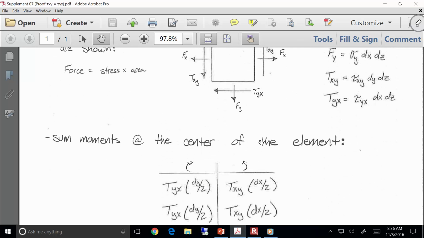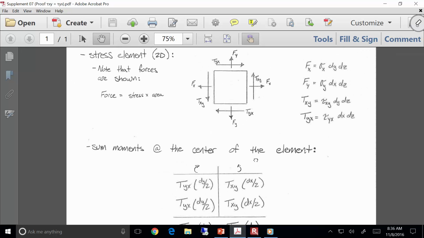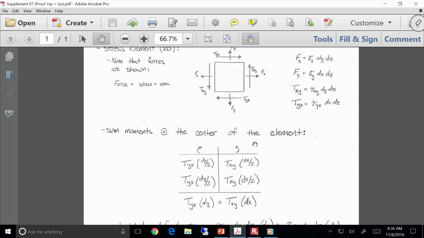So if I sum moments, let me zoom out a little bit so we can see what's going on. I'm looking at the center and summing moments, so I can take each one of these components one at a time. I've got tau xy rotating like this, and that moment arm is dx over 2. Got another one right here going like that, dx over 2. Same thing over here: tau yx going like that, tau yx going like that. Moment arms are dy over 2. So sum up everything here, and here's what I get. Now I'm going to back substitute what I had there.